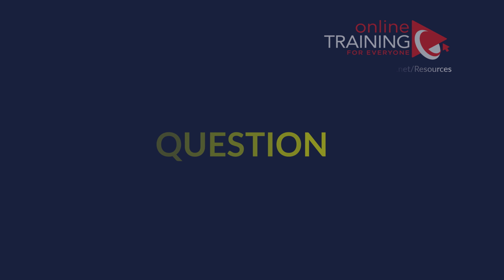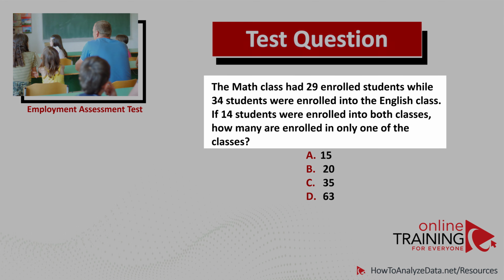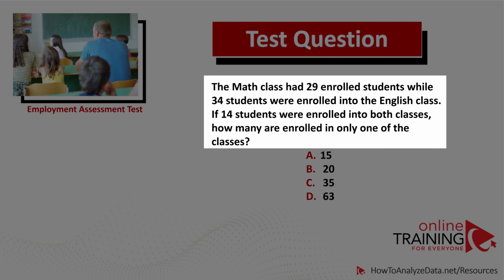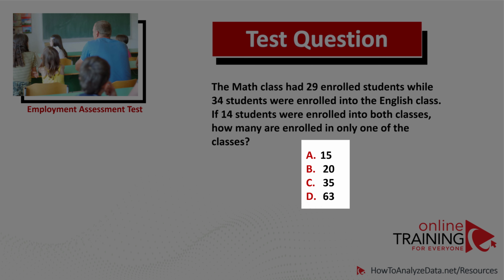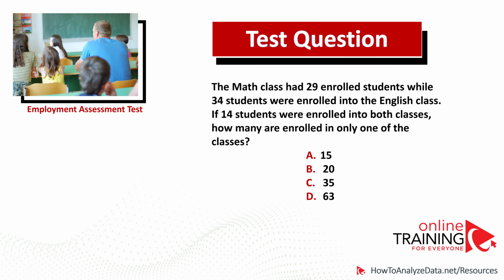Let's look at the tricky question you might frequently see as part of employment assessment test. The math class had 29 enrolled students, while 34 students were enrolled into the English class. If 14 students were enrolled into both classes, how many are enrolled in only one of the classes? And you have 4 different choices: 15, 20, 35, and 63. Do you think you know the answer? Let's see if we can get to the correct answer together.